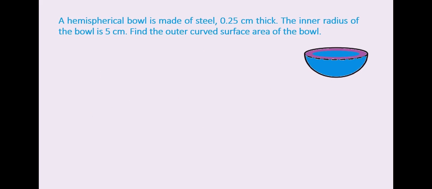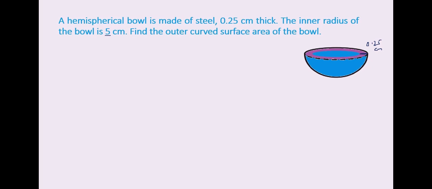Now again we have a hemispherical bowl made of steel. This time we have a bowl with a thickness. The thickness is 0.25 centimeter. Not the bowl, only the thickness is 0.25 centimeter. And the inner radius of the bowl is 5 centimeters.